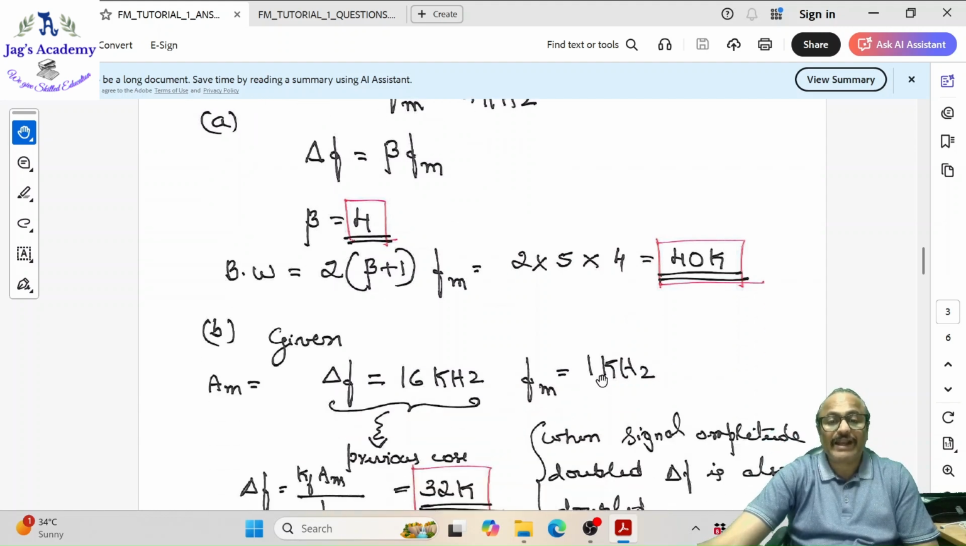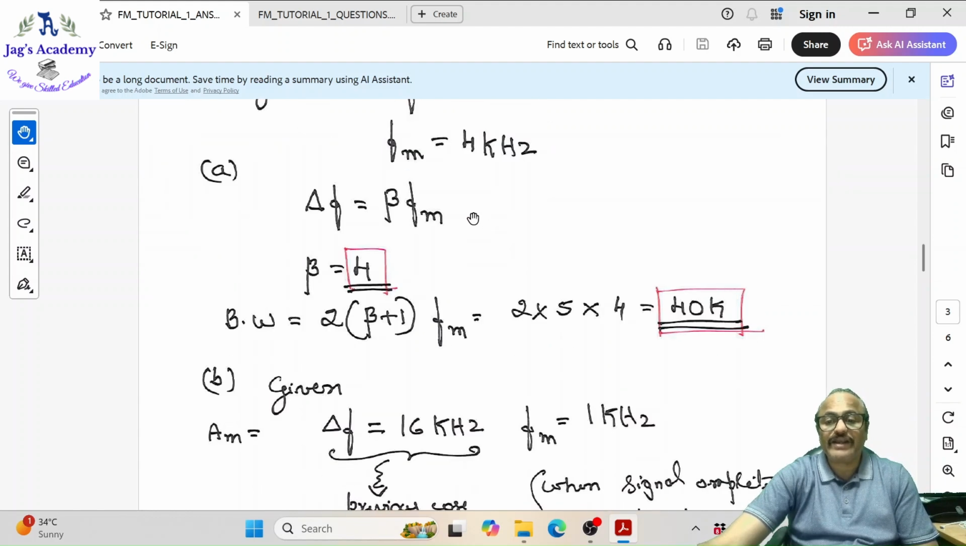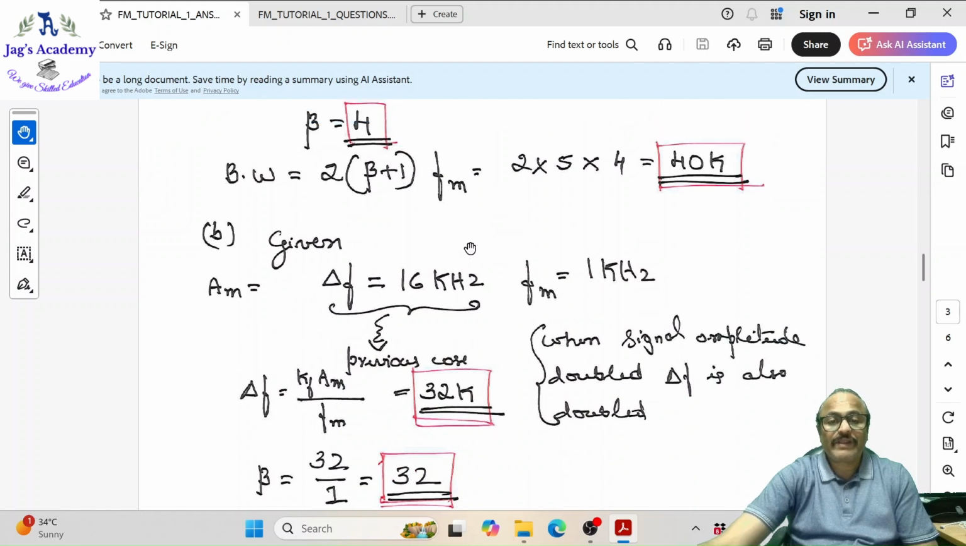Now next, what will happen? You know that initially delta F is 16 kilohertz, right? Now when Am is doubled, you know delta F is equal to Kf into Am, right? When the amplitude of the message signal is doubled, definitely delta F is multiplied by 2. Then the new delta F is going to be 32. Delta F is also doubled, right?